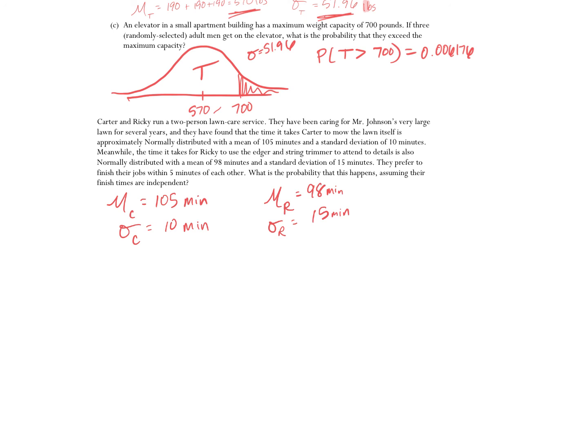All right, so what we're trying to figure out is the probability that they finish within 5 minutes of each other. Let's start with what mathematical operation we want to do for finish within 5 minutes of each other. Subtraction. So we're going to come up with a new distribution, D, that is Carter minus Ricky. I could have done this the other direction. It wouldn't have caused any problems.